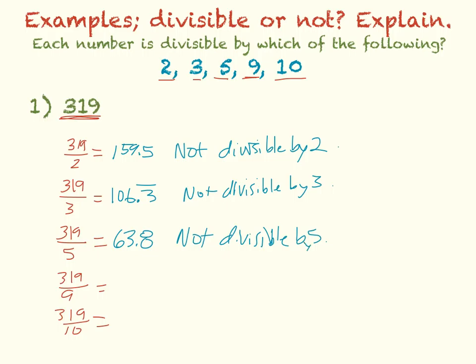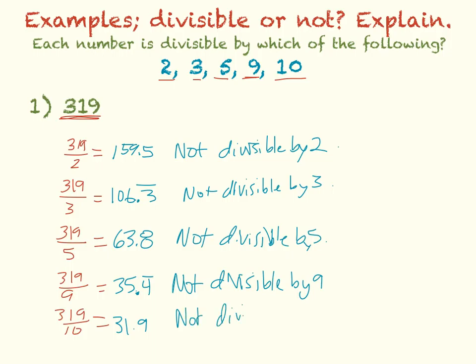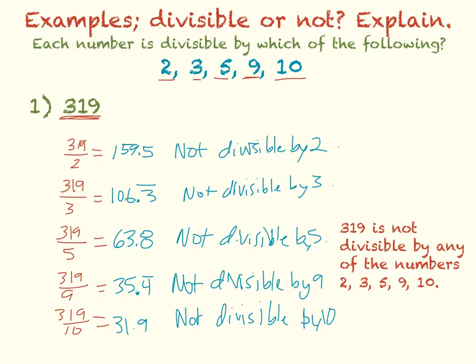And then 319 divided by 9, we get 35.4, repeating. So it's not divisible by 9. And then 319 divided by 10, you get 31.9. So again, it's not divisible by 10. So what this all means, 319 is not divisible by any of the numbers 2, 3, 5, 9, or 10. That's what that means.